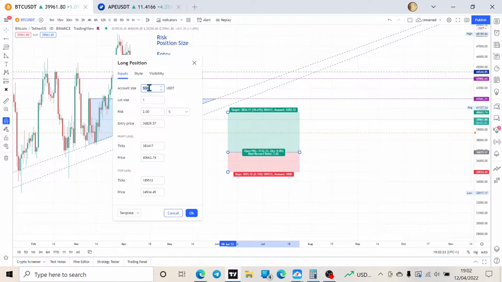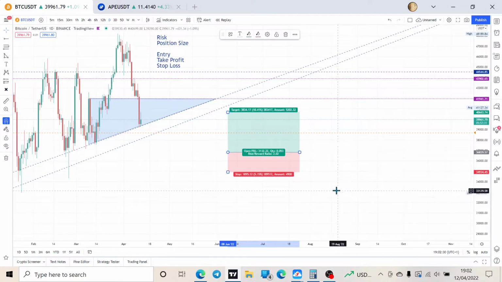And the inputs, this is the important bit. So we're going to say we've got $5,000 to trade, and we're happy to risk 2%. Okay, so if we click OK, what this tool has done is say that if we were to enter a position where we are now, the risk to reward for this move from the entry to the take profit is 2-to-1, meaning that the measurement from the entry to the take profit is twice the amount from the entry to the stop loss, and you can see that in this bar here.